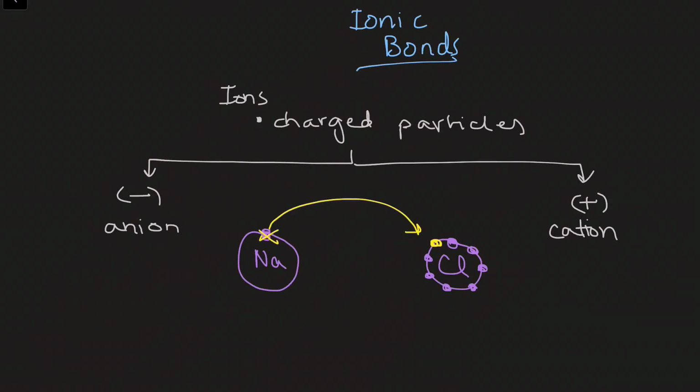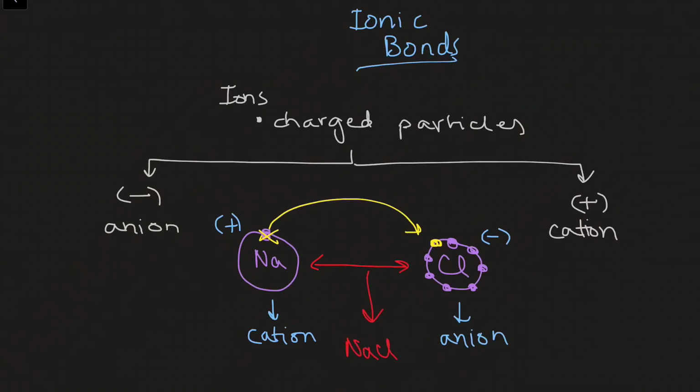This results in chlorine and sodium both having a full valence shell. But because chlorine gained an extra electron, it has more electrons than protons, so it gains a negative charge, which makes it the anion in this case. And sodium lost an electron, so now it has more protons than electrons, so it has a positive charge, and it is the cation in this case. Now the positive and negative charges attract and form an ionic compound called NaCl, or sodium chloride, or table salt.